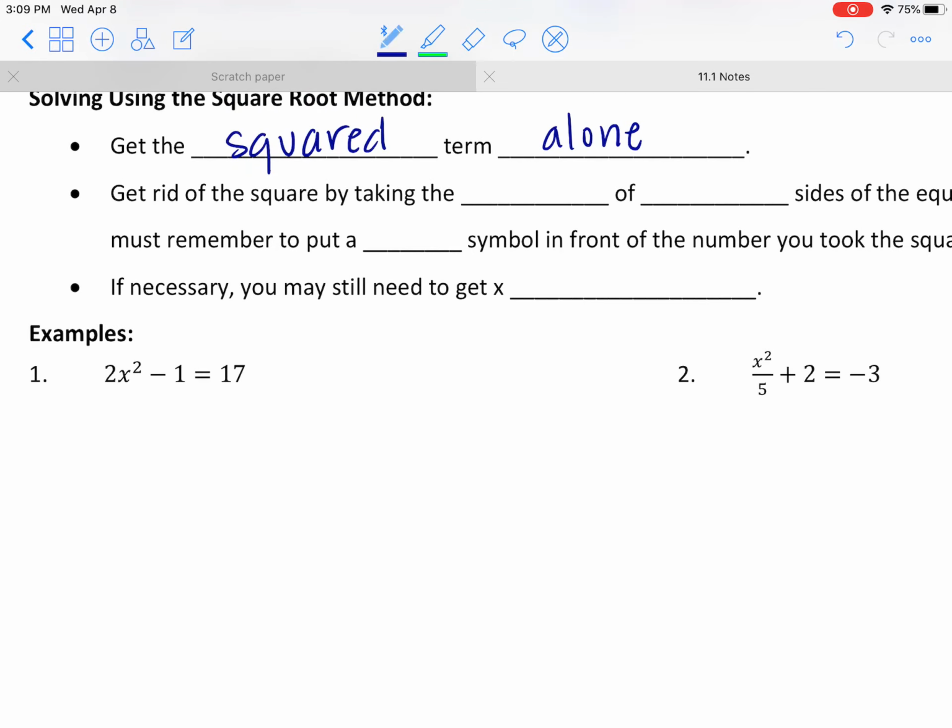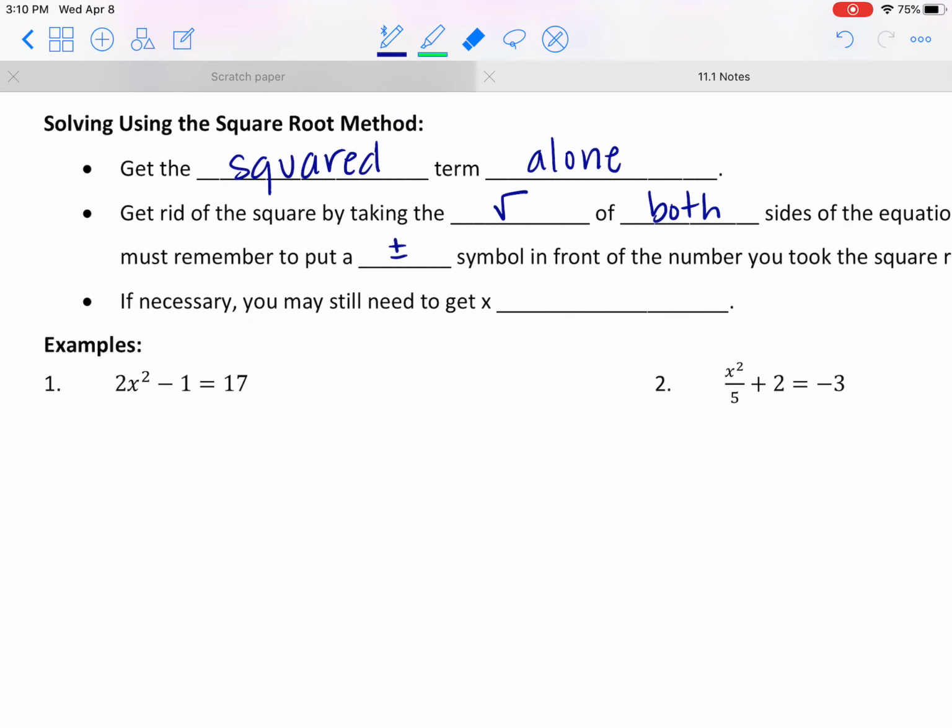So in number 1, for example, this is my squared term. I want it to be all by itself, which means I'd have to add the 1, I'd have to divide the 2 before I could take the square root. Okay? So we're going to get that squared term by itself, and then we can get rid of the square by taking the square root of both sides. But we have to be really careful when we take the square root of both sides. So when I'm looking at this, right? When I'm looking at square root of 4, I'm not really taking the square root of 4 and saying it's a 2.